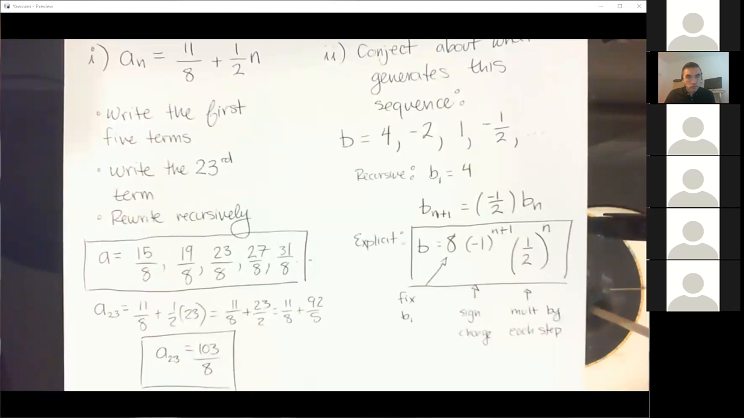Mr. Robinson, can I ask why n has to be an exponent and not just a multiplier? So why do you have to put n as an exponent and not just half times n? Because those two functions do different things. If you were to say n times 1/2, then when you plug in 1, you get 1/2. When you plug in 2, you get 2/2, which is 1. When you plug in 3, you get 3/2, which is 1.5.